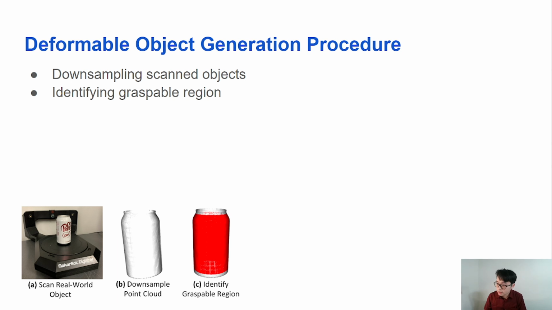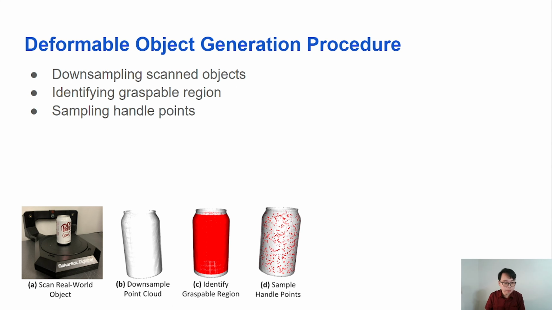Secondly, we will identify the graspable region on the object. For example, we have the can here, and the graspable region is colored in red, as you can see. That is the region where the robot usually grabs the can. Thirdly, we will sample the handle points. We sample the handle points in a uniform manner, which is largely distributed across the graspable region.